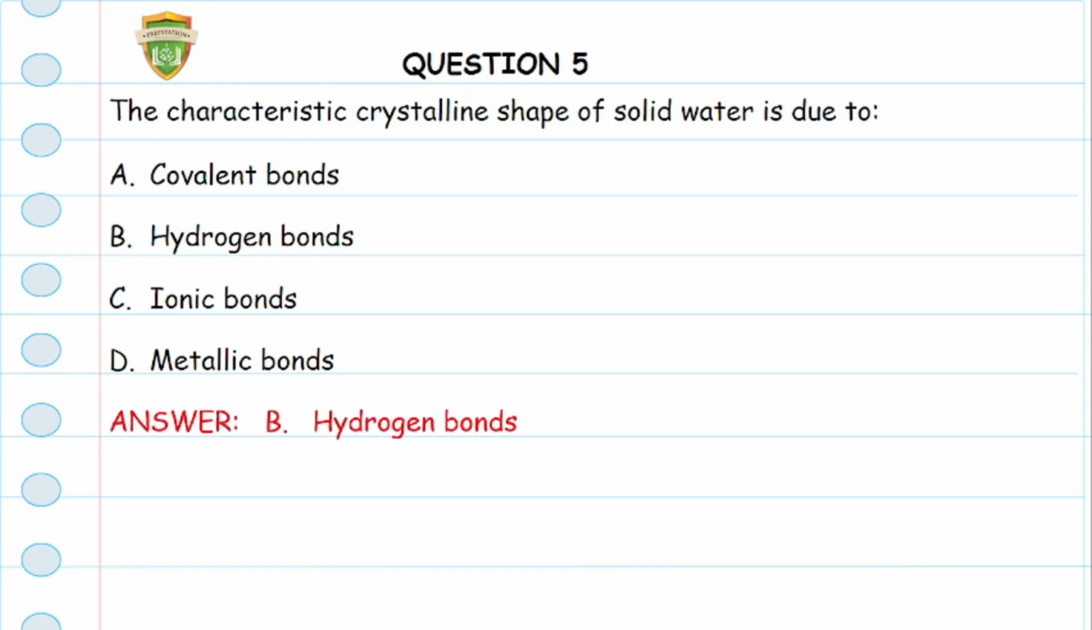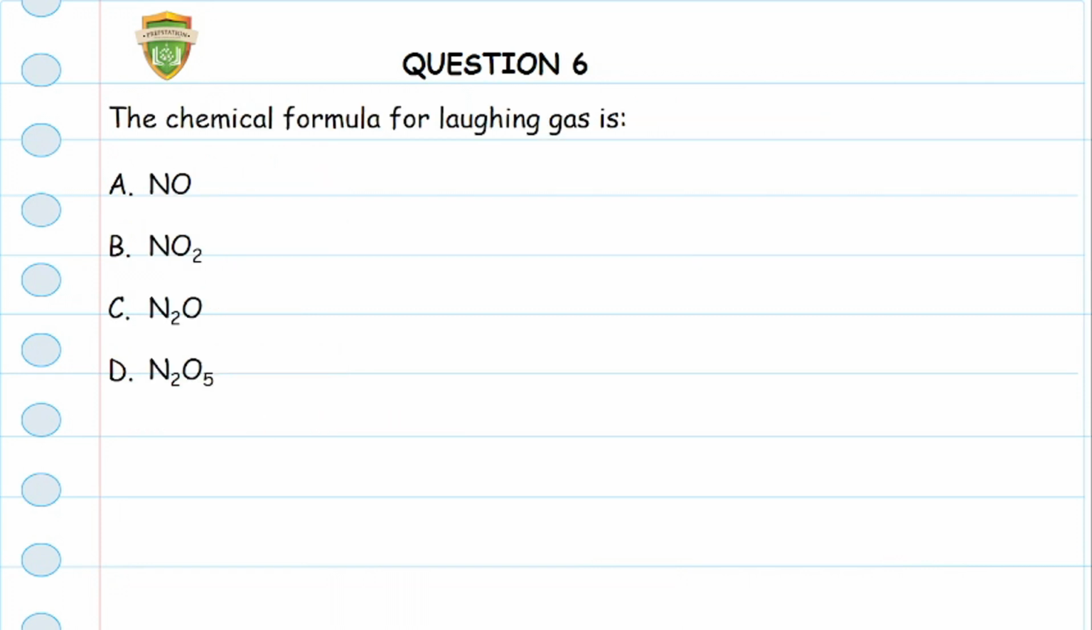So that means that our answer will be B, hydrogen bonds. Question C. The chemical formula for laughing gas. Just like the name, laughing gas is a gas that makes you laugh. But if it is used in excessive proportions, it can be very dangerous because it's not something you can stop until the gas has left your system completely.